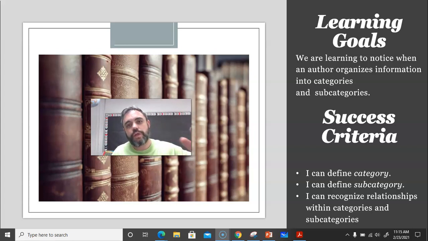Along the way, we have three I can statements to let you know that you're successful. There are success criteria. You know them, you love them. Today, I hope you guys can say, I can define category, I can define subcategory, and I can recognize the relationships within categories and subcategories. I think if you hit those along the way, you'll be pretty successful today. All right, let's move on to that all important vocabulary and then take a really close look at some examples for today's lesson.